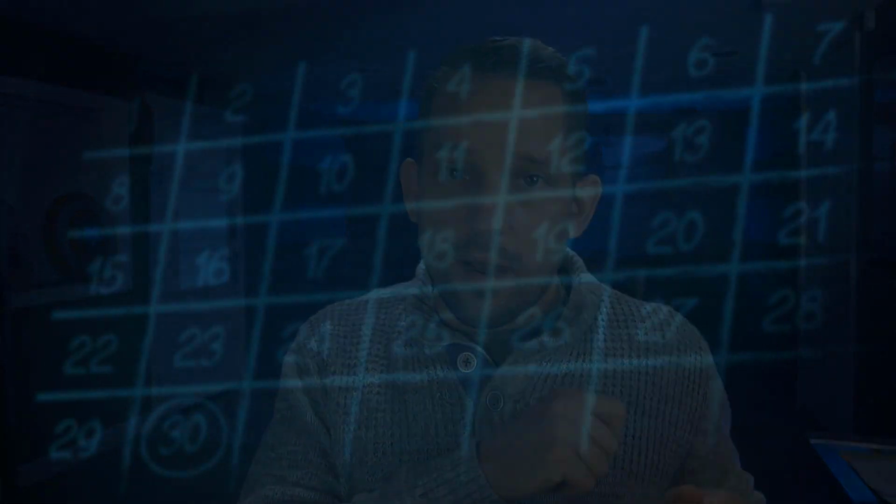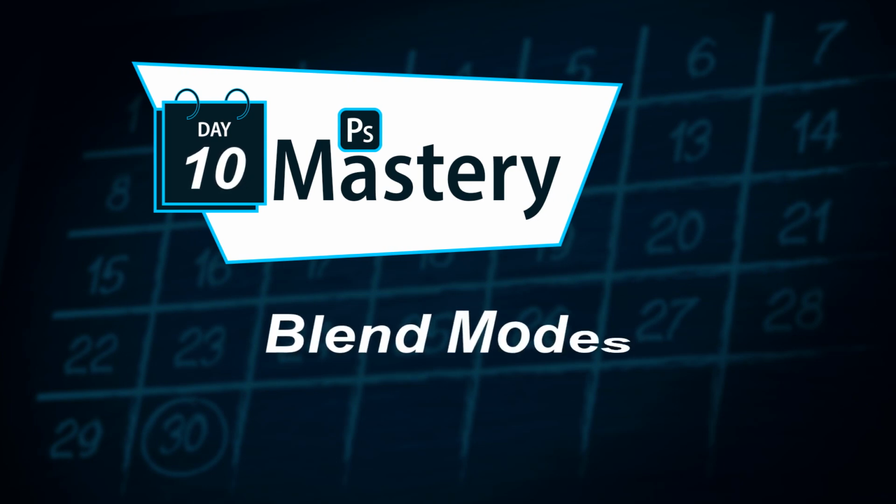So yesterday we talked about opacity and fill. The day before we talked about adjustment layers. Today we're going to talk about blend modes. And blend modes are kind of like the foundation to advanced editing in Photoshop. They're really powerful, but they're really confusing to understand unless you've had some experience playing and toying with them. Experimentation is the key here, and I'm going to tell you why.